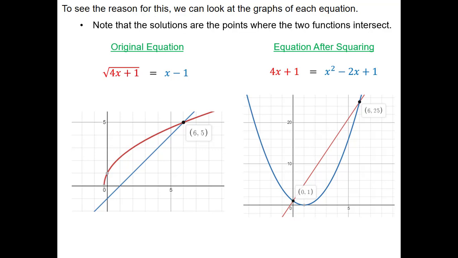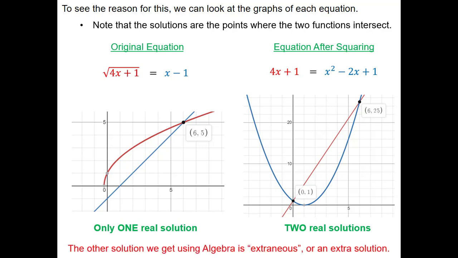So in the original equation, we only had one solution. While on the right one, once we squared both sides, we got an extra solution that's not actually part of the solution set of the original. So notice that the other solution we get, which would be x equals 0, is simply called extraneous because it's an extra solution.